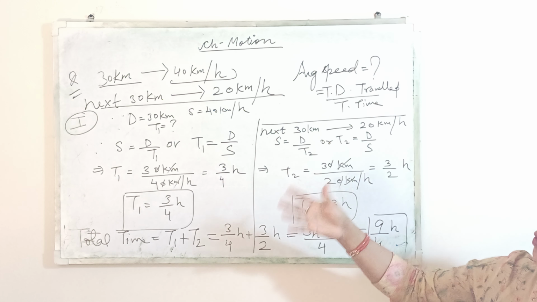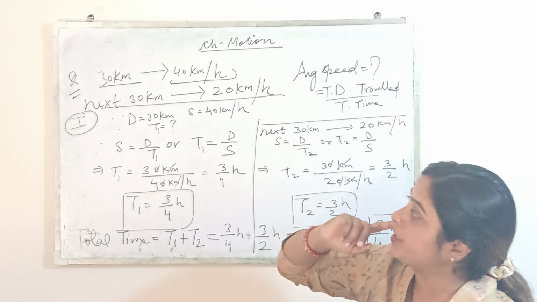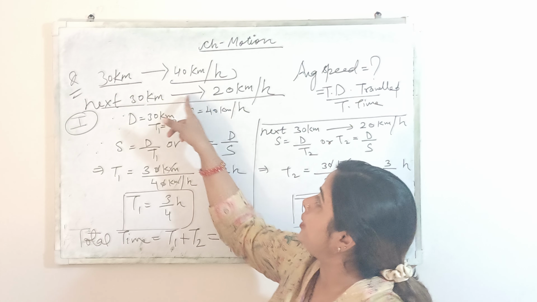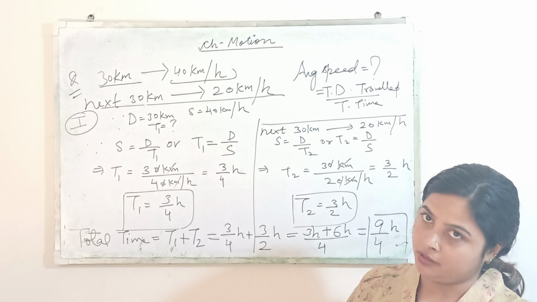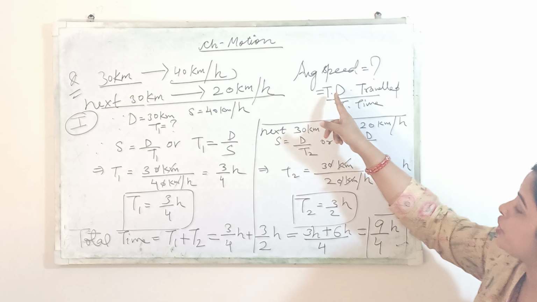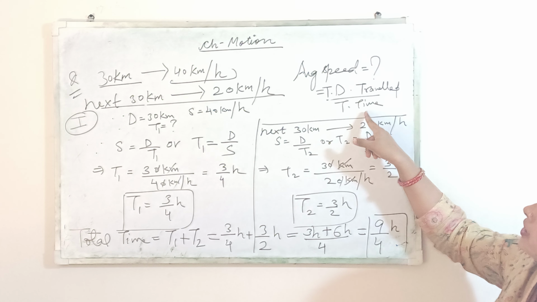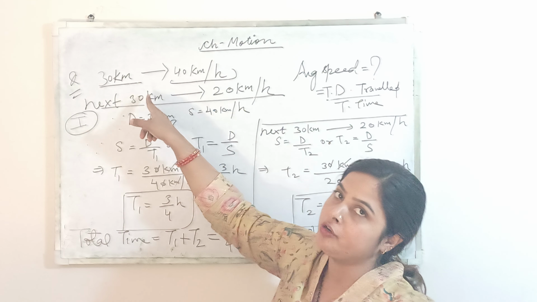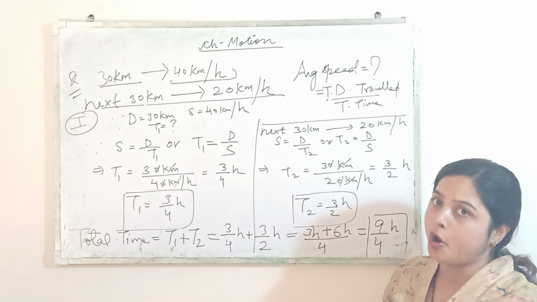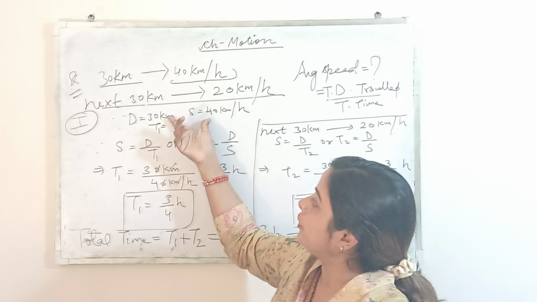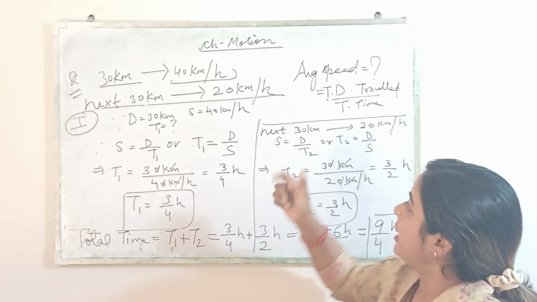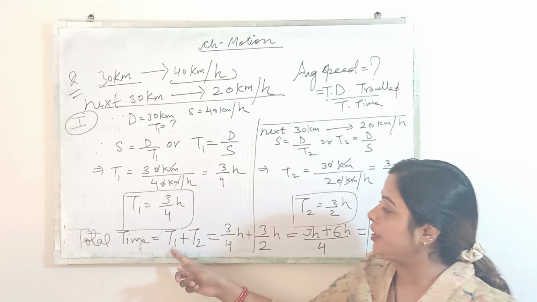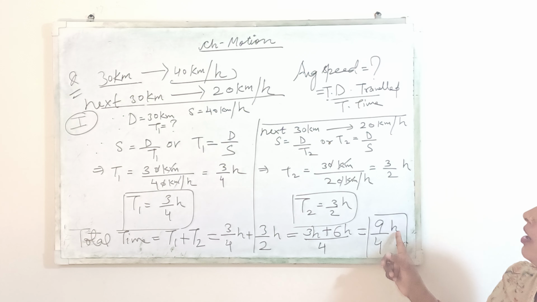So children, let me again recall what we are doing. An object is covering 30 kilometer with the uniform speed of 40 kilometer per hour, and the next 30 kilometer with the uniform speed of 20 kilometer per hour. You have to calculate average speed. So the average speed formula is total distance traveled upon total time taken. Total distance can be calculated easily, we can add 30 kilometer plus the next 30 kilometer, but time was not given. So we calculated the time for the first half of the journey, taken as T1, and then the time for the next half, taken as T2, and then added T1 plus T2, that is 9 by 4 hour.